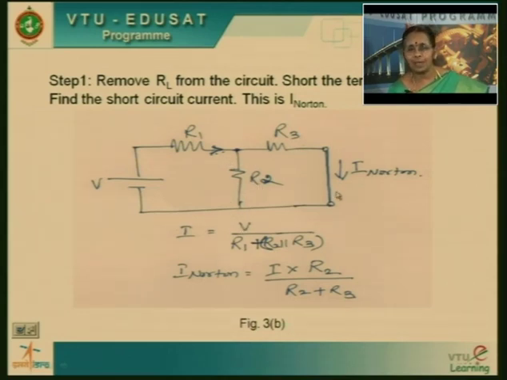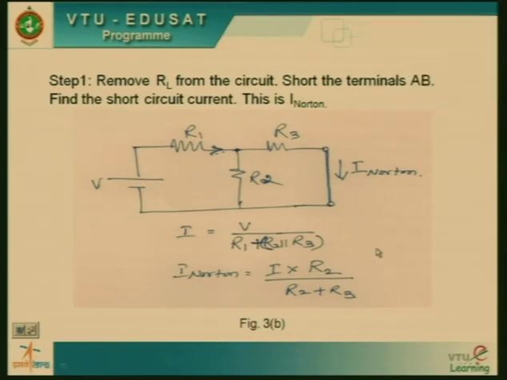But since we have to find out the current flowing through the short, that is nothing but the current which is flowing through R3, we use the current division rule once again. It is the total current multiplied with the resistance of the other branch, R2, divided by the sum of the resistances, R2 plus R3. This is how we are going to find out the Norton's equivalent current, that is the magnitude of the current source which we are going to replace in this case.